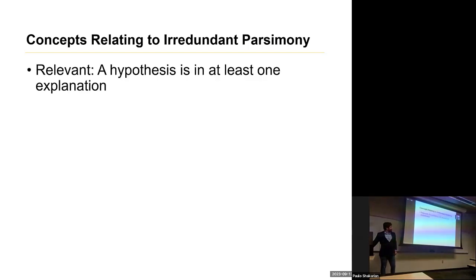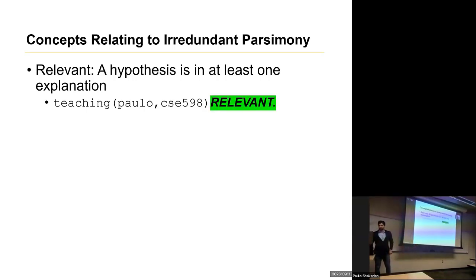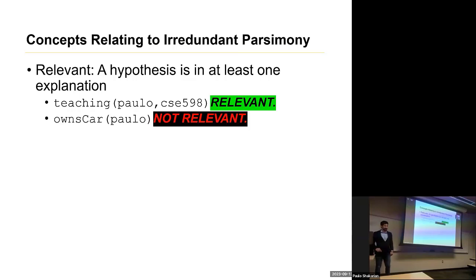Okay, so there are some ideas relating to this. So if you have a space of hypotheses, and as we talked about, there can be very many different explanations. And so we may want to just evaluate the individual hypotheses by themselves. So a hypothesis is relevant if it's in at least one explanation. So for our toy problem we had, me owning a car is not relevant because it never comes up in the theory. So this one is relevant, this one is not relevant.